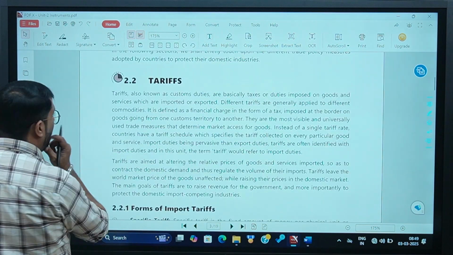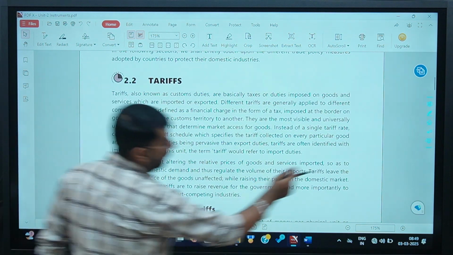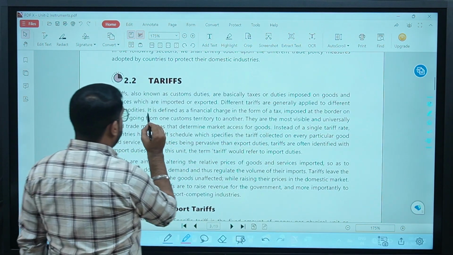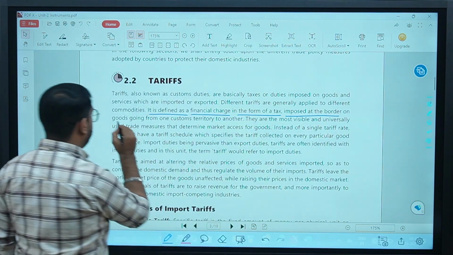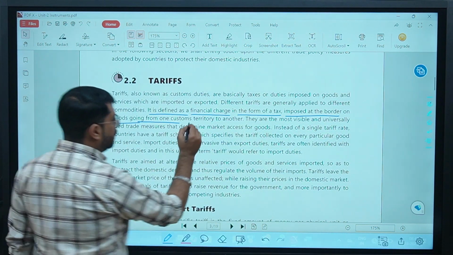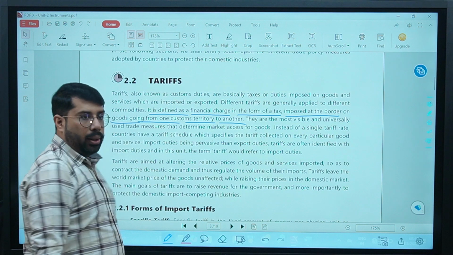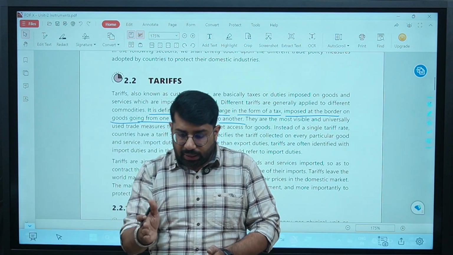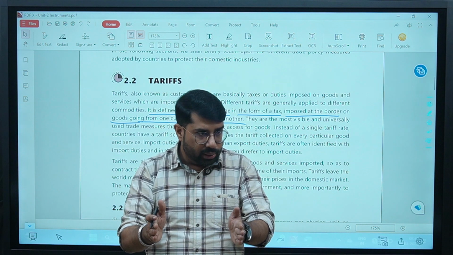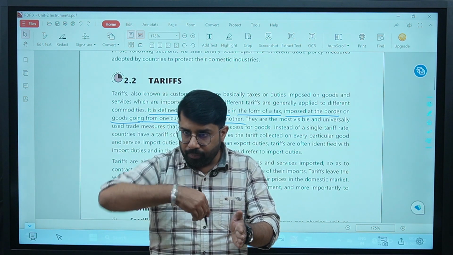So one more thing, you read this line, what it is saying. It is defined as a financial charge in the form of tax imposed at the border on the goods going from one customs territory to another. It means if this is India, look at me, if this is India and this is the rest of the world, and in between this is Indian territory, correct?